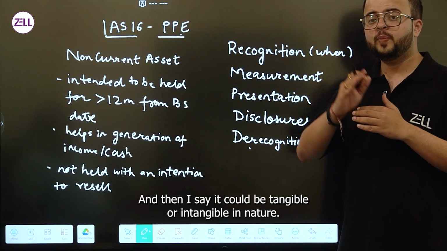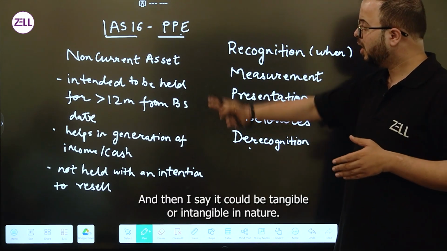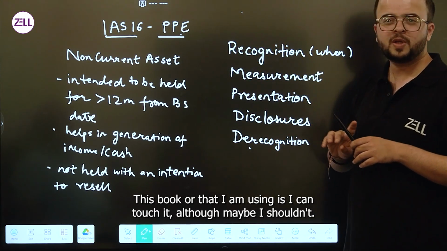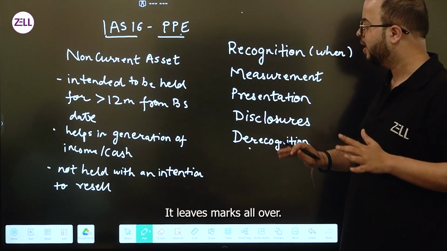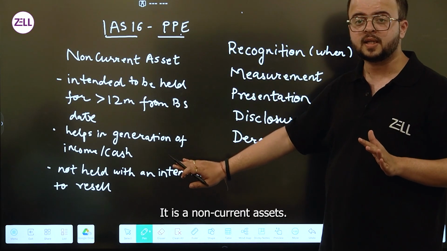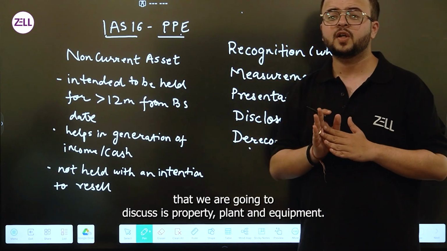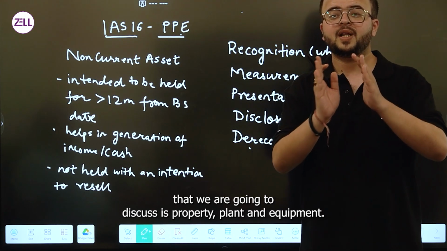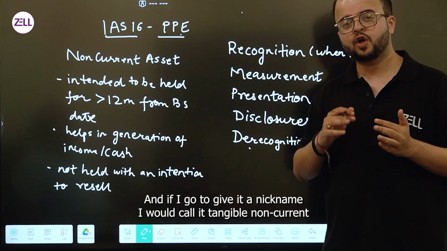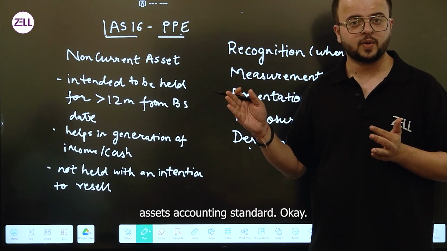And when I say it could be tangible or intangible in nature, this board that I am using is, I can touch it. Although maybe I shouldn't, it leaves marks all over. I can touch it, it is tangible in nature. It is a non-current asset. The first accounting standard that we are going to discuss is property, plant and equipment. And if I were to give it a nickname, I would call it the tangible non-current asset accounting standard.